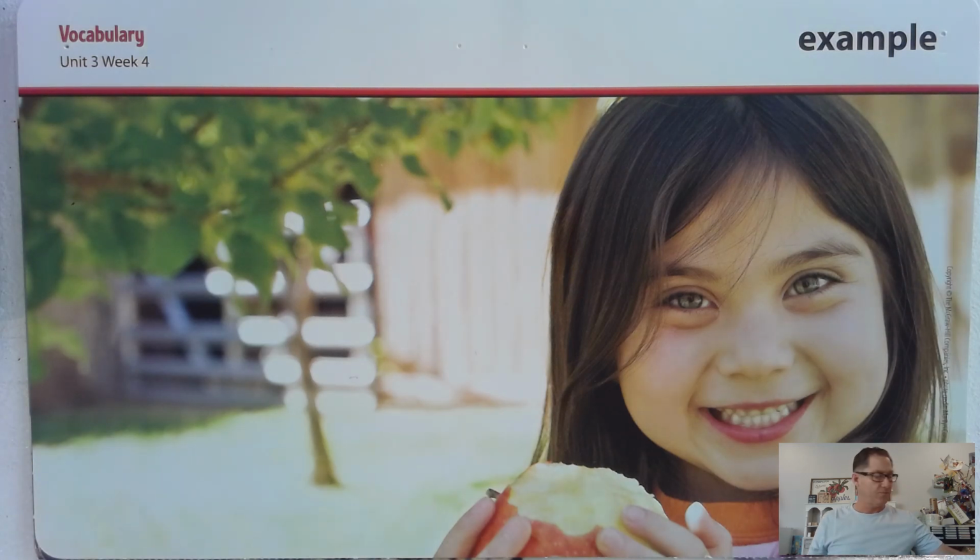Another word in this week's selection is example. Say that word with me. Example. An example is a thing to show what other similar things are like. For example, the apple is a good example of a healthy fruit. Name an example of a healthy vegetable.